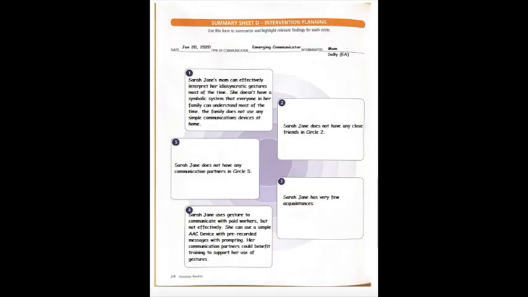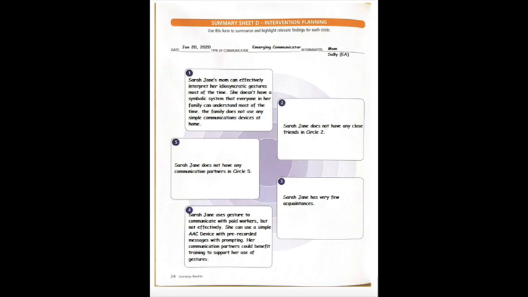Summary Sheet D of social networks allows us to sum up areas of need and highlight the relevant findings for each circle. We've been able to identify important interactants in Sarah Jane's life, the circles where partners are currently lacking, and the partners who could benefit from training. From this, we've identified that Sarah Jane could benefit from having more communicative partners that are close friends in Circle 2, acquaintances in Circle 3, and unfamiliar partners in Circle 5.